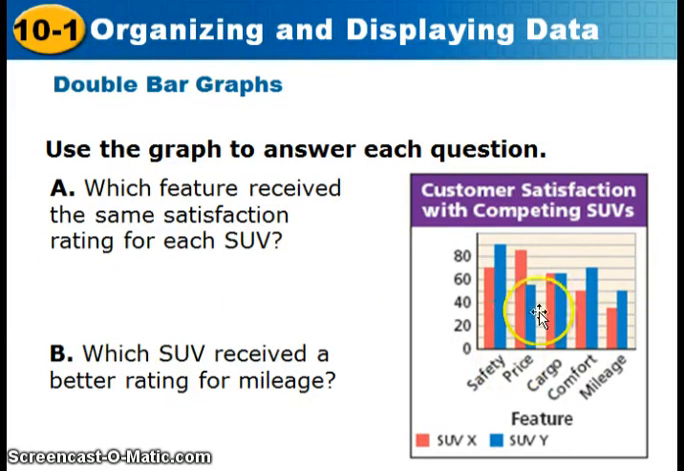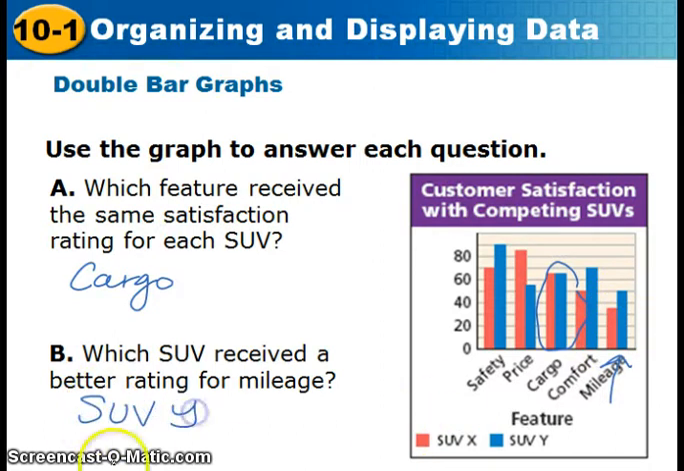And if you look closely, you can see that for cargo, they both got the same rating. It looks like it was about 65. So we see the bars that are the same height right here, and we would say that cargo had the same rating. Then, if you want to know which SUV received a better rating for mileage, you could simply go to the mileage category and really easily see that SUV Y's rating is much higher in mileage than the red bar for SUV X. So your answer could be SUV Y.